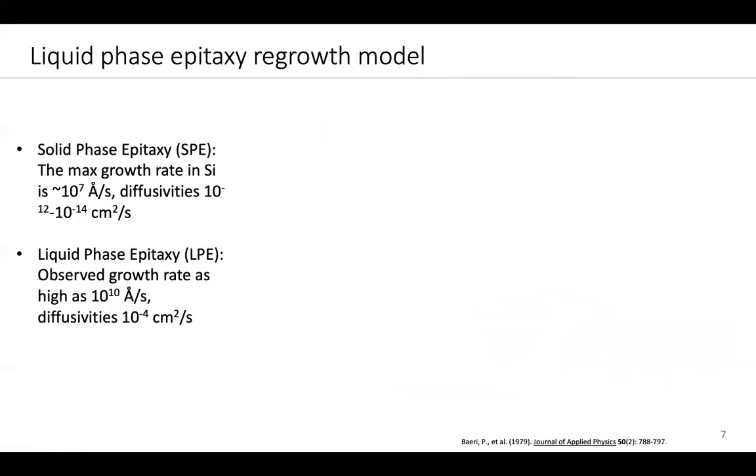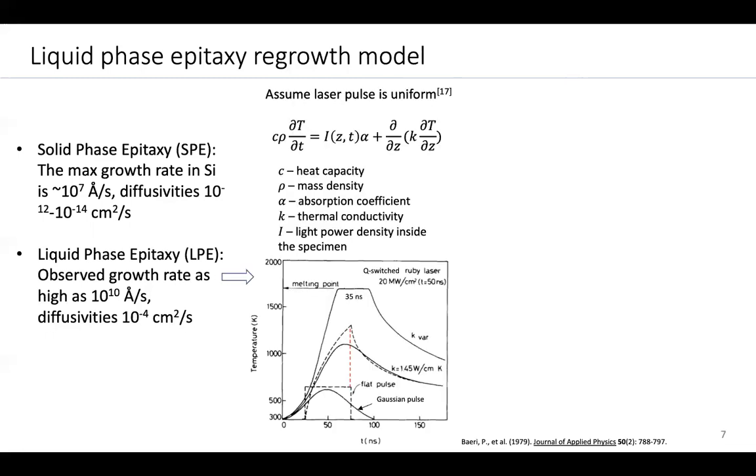Now let's look at some math behind this. Depending on the laser energy densities, we can divide the behavior of the material after laser anneal into solid or liquid phase epitaxial regrowth. Taking liquid phase, for example, we can set up an energy conservation equation assuming a unidirectional flow and an external heat source. And we can plot the temperature behavior of the material with respect to time.